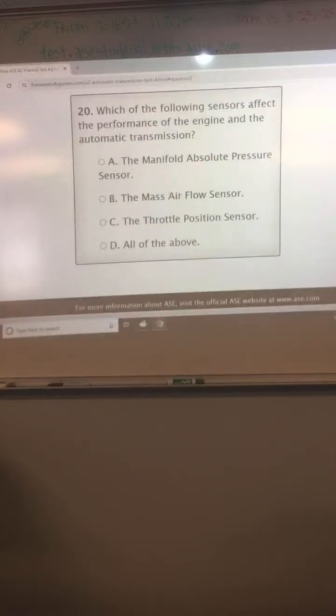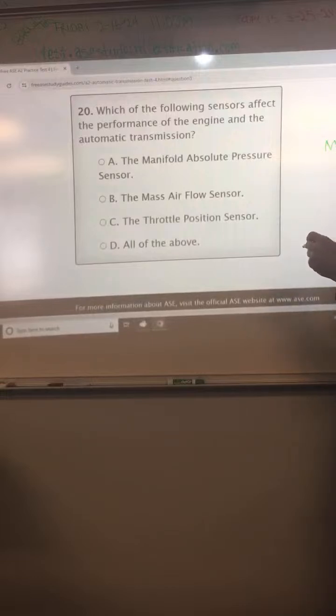Which of the following sensors affect the performance of the engine and the automatic transmission? The manifold pressure sensor, mass airflow sensor, throttle position sensor, all of the above. All of the above. All of them? Yes. What does this do? This is otherwise known as a MAP sensor.